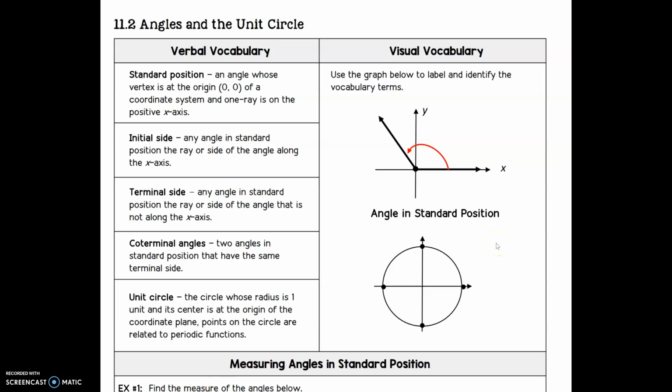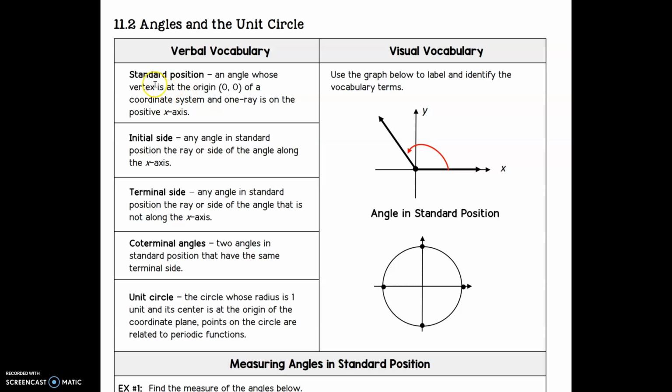Okay, so let's take a moment and check out 11.2's angles in the unit circle. So pay attention. If you have any questions, feel free to send me an email and I'll gladly help you.